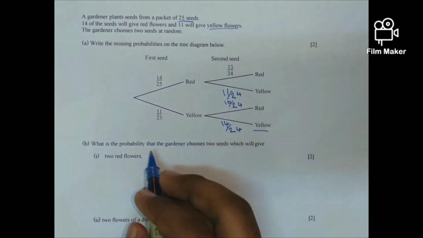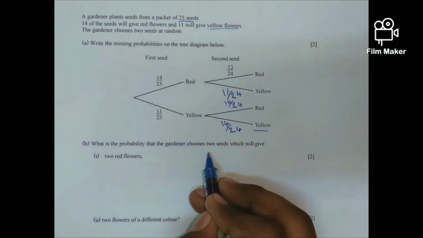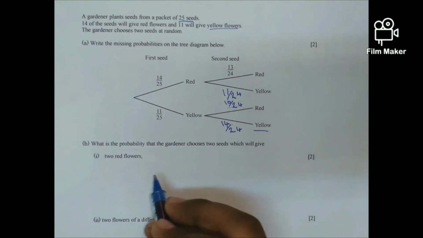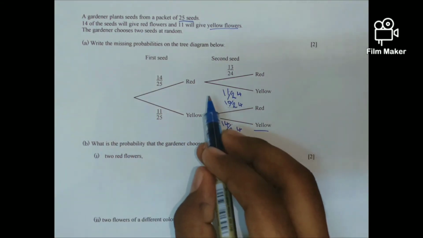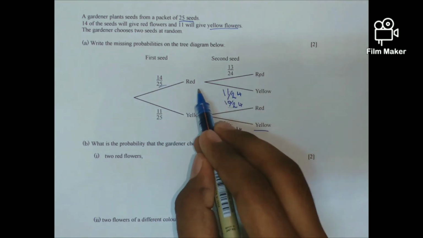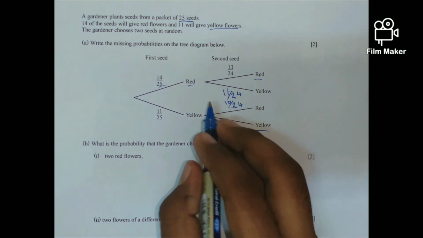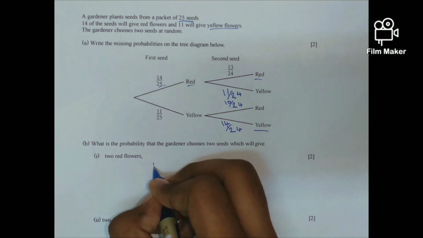Now the second part of this question is, what is the probability that the gardener chooses 2 seeds which will give 2 red flowers? So here there is only one possibility, which is this and this, because here we are getting red and red from both seeds. So we'll just multiply 14 by 25 into 13 by 24.